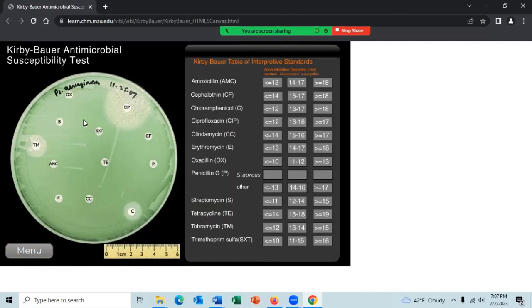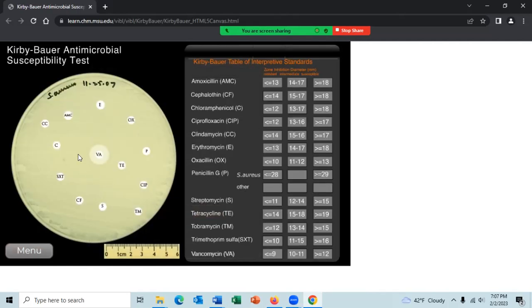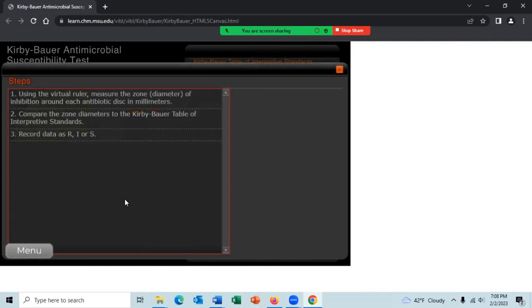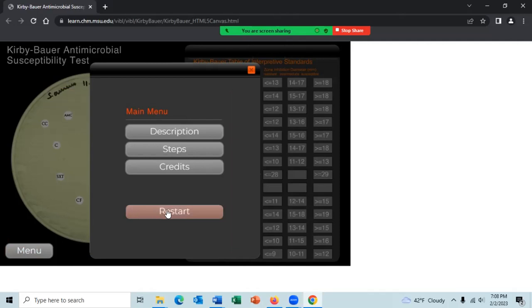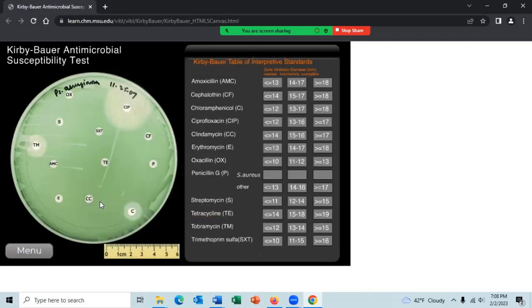This is a different plate here. Can anyone read that? Maybe Pseudomonas aeruginosa. Let's hit menu again. I guess hit restart. And this is Staphylococcus aureus. This is a funny way to do it. Normally you can go through the different steps, but it looks like for this one, you just have to hit restart. And this is E. coli, hit restart. And then you can look at Pseudomonas aeruginosa.